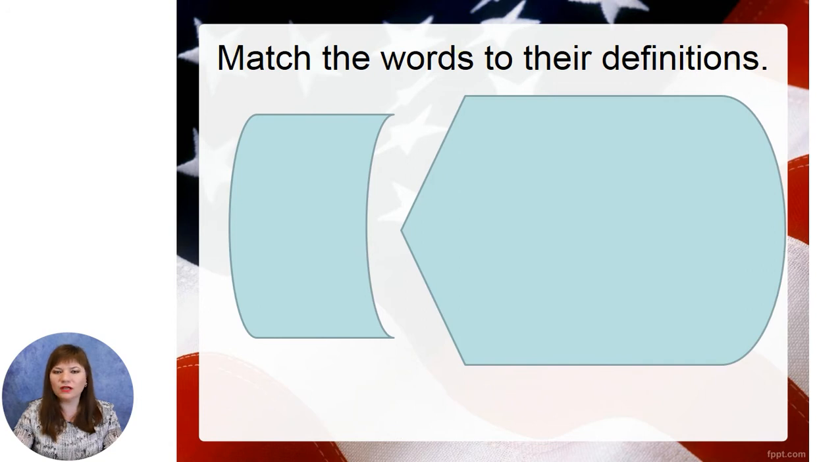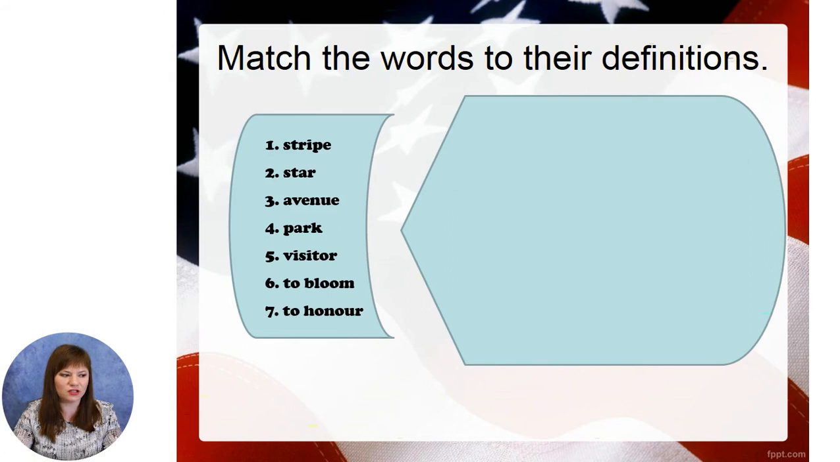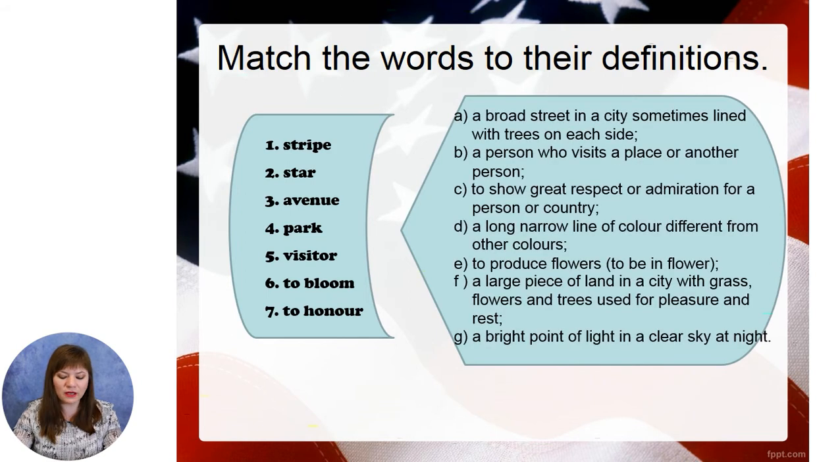So, now looking at these words, we have to match the words to their definitions. We have the words we already met. Stripe, star, avenue, park, visitor, to bloom, to honor. And the expression. Have a look and then we are going to check.